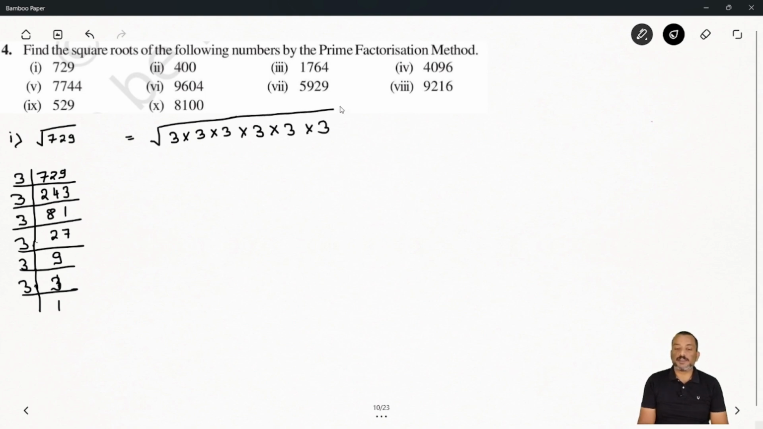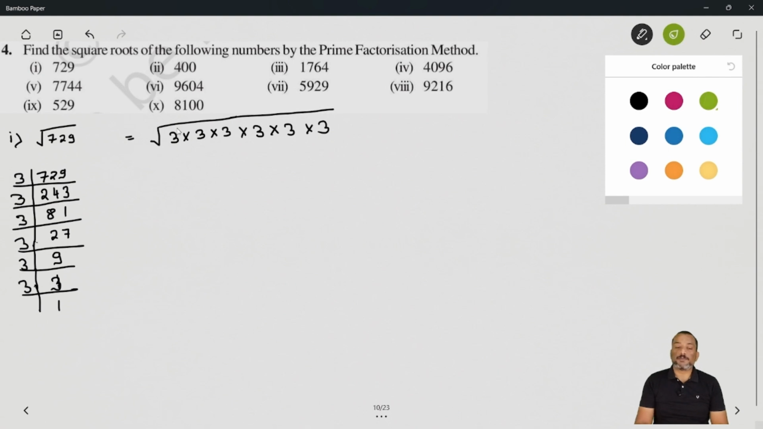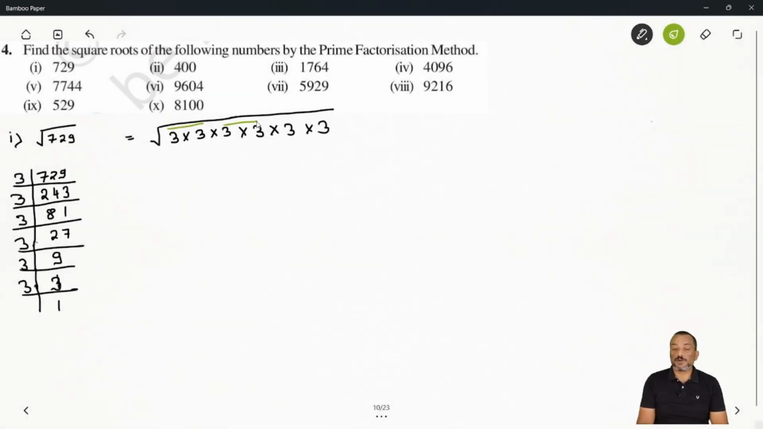So which means this one is coming in pairs. In the square root we will always find pairs. So 1 pair, 2 pairs, 3 pairs of 3. So how much will come outside? You can see 3 will come out from one pair, the second pair gives 3, and the third pair gives 3. So which means 729 is a square root of 3 times 3 is 9, 9 times 3 is 27.